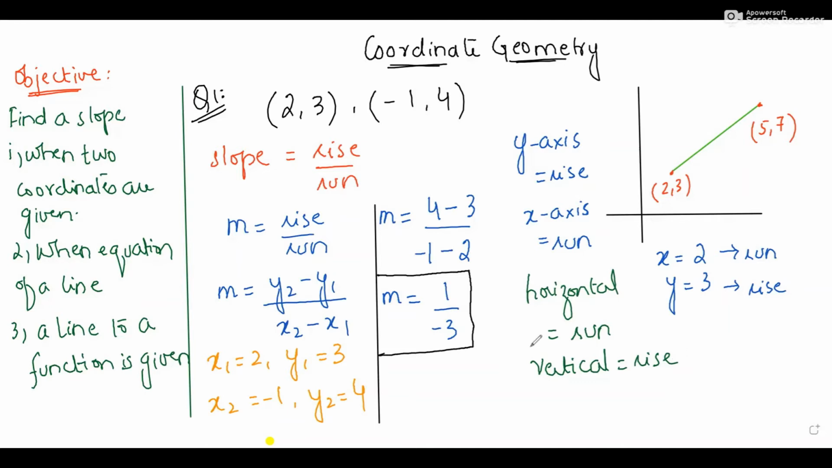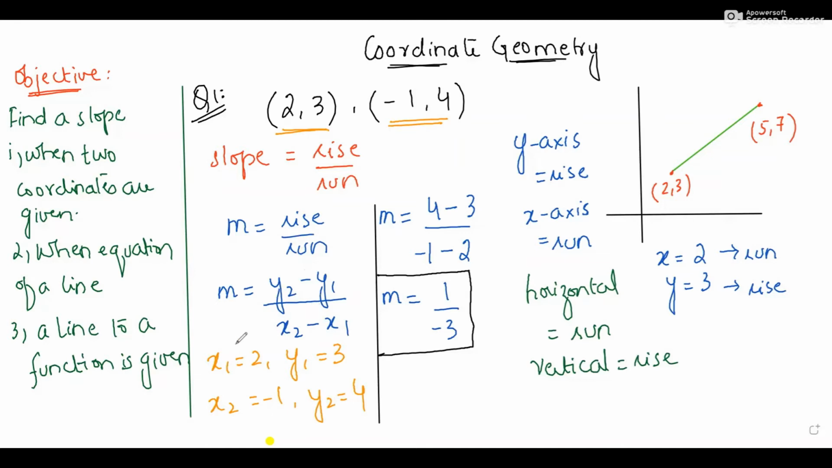I think the question is quite clear: if you have been provided with two different coordinates and you have been asked to find out the slope, the formula for the slope is rise upon run. The rise is basically the values of y and the run is basically the values of x. So the formula is m equals rise upon run, that is the difference between the values of y upon the difference between the values of x.